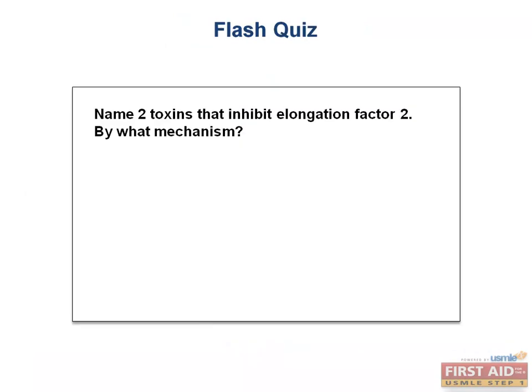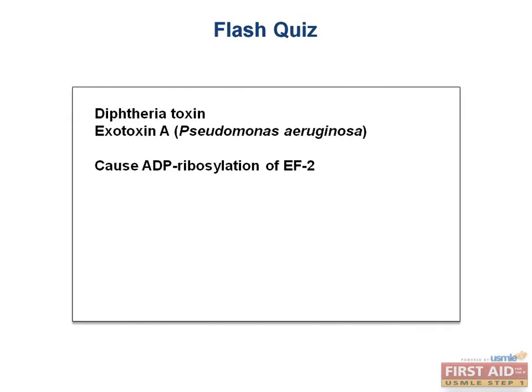Okay, time for another flash quiz. Name 2 exotoxins that inhibit elongation factor 2. And can you tell me the mechanism? I hope that you're saying diphtheria toxin and Pseudomonas exotoxin A. If not, don't worry, there is still time to commit these to memory. And the mechanism I'm looking for is ADP ribosylation of elongation factor 2. Nice work.